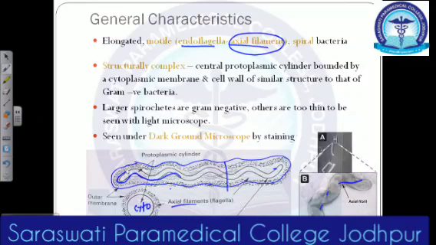They are structurally complex and have a central protoplasmic cylinder, which we have already seen, bounded by a cytoplasmic membrane and a cell wall. We have already talked about that. Larger spirochetes are gram negative in nature. Others are too thin to be seen in light microscopy, so we need to use a dark ground microscope, also called DGM or dark ground microscopy. We can also use fluorescent microscopy for visualization.